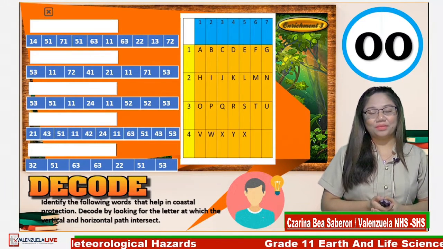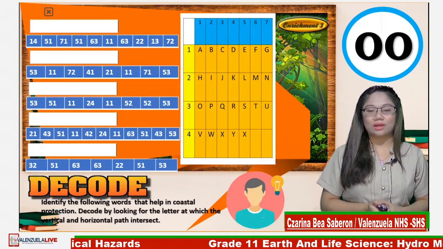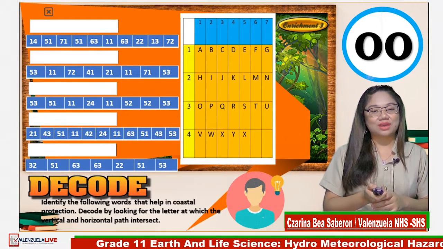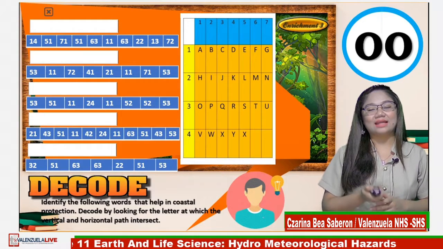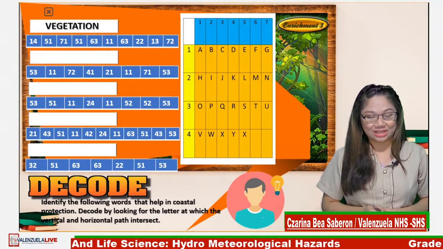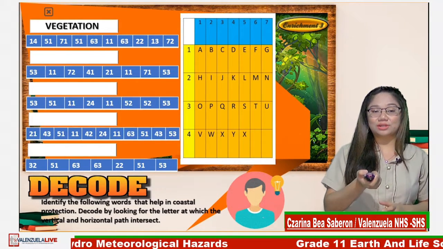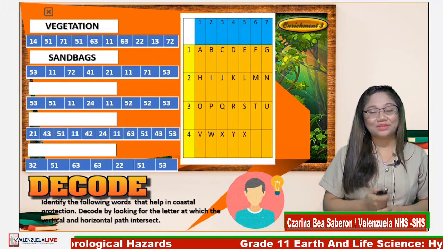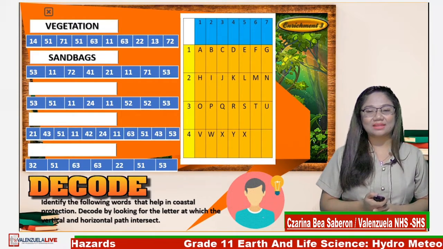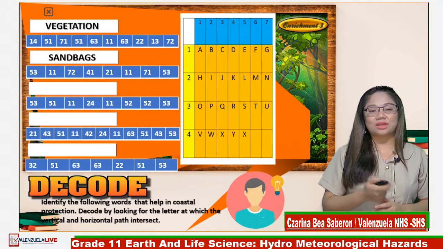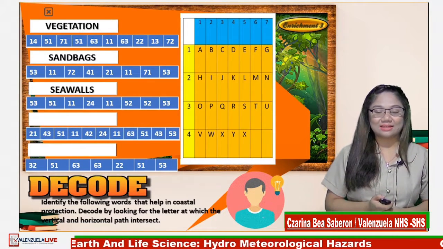Okay, time's up. Alright, so for the first one, I have given you 2 letters already. So the answer there, I hope you got it right, that is vegetation. For the next given, if you answered sandbags, well, you got it correctly. Next given, so the answer there is seawalls.